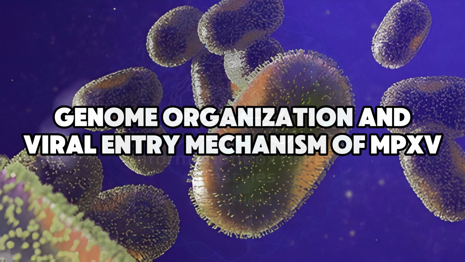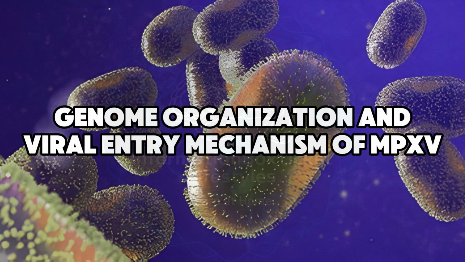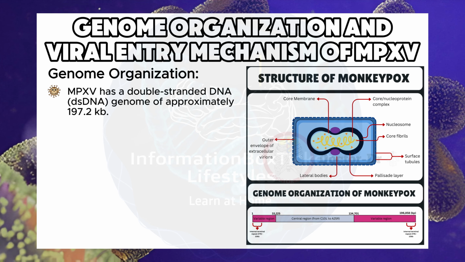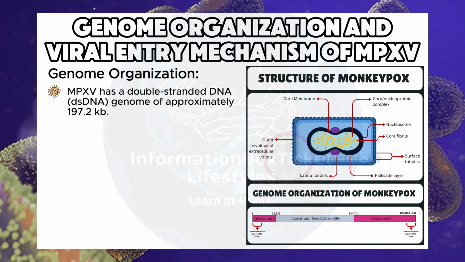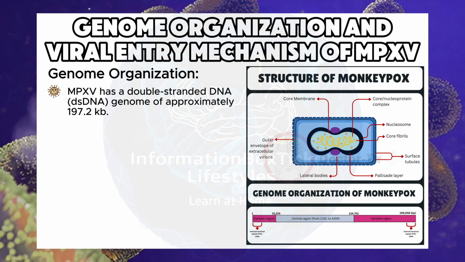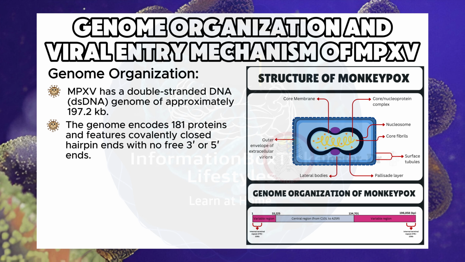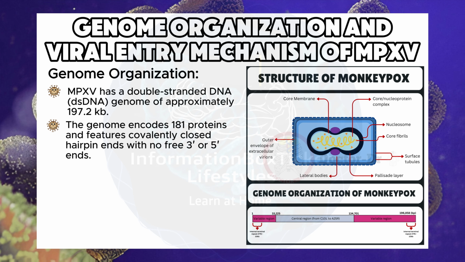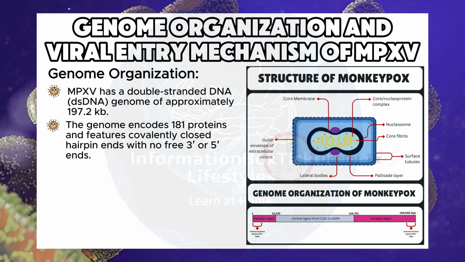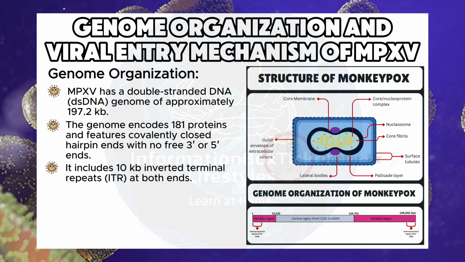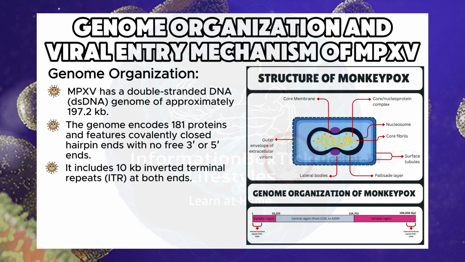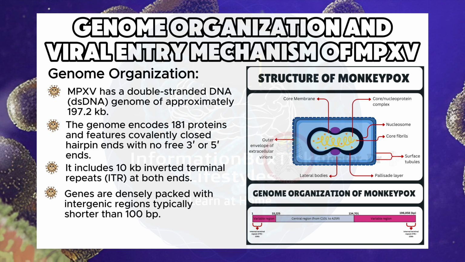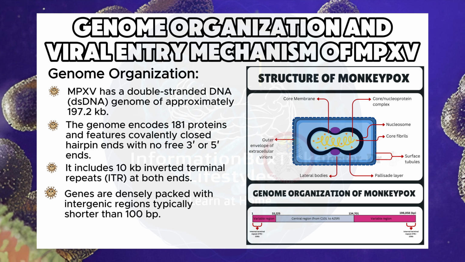Genome organization and viral entry mechanism of MPXV. Genome organization. MPXV has a double-stranded DNA, dsDNA, genome of approximately 197.2 kb. The genome encodes 181 proteins and features covalently closed hairpin ends with no free 3' or 5' ends. It includes 10 kb inverted terminal repeats, ITR, at both ends. Genes are densely packed with intergenic regions typically shorter than 100 BP.